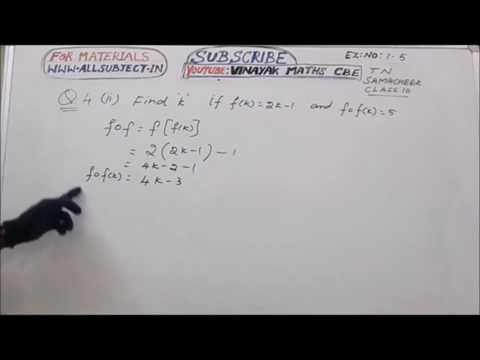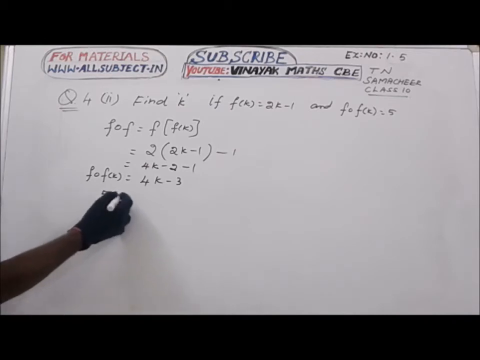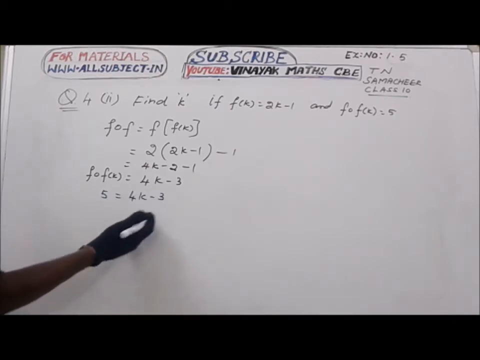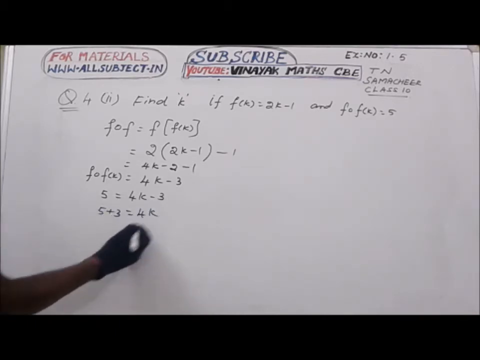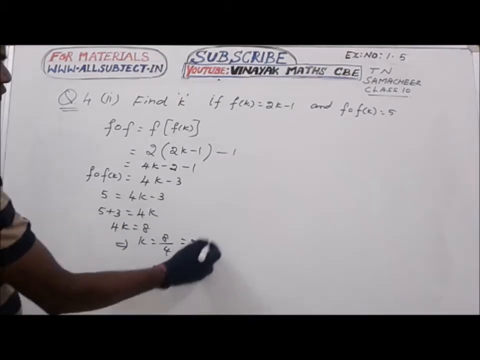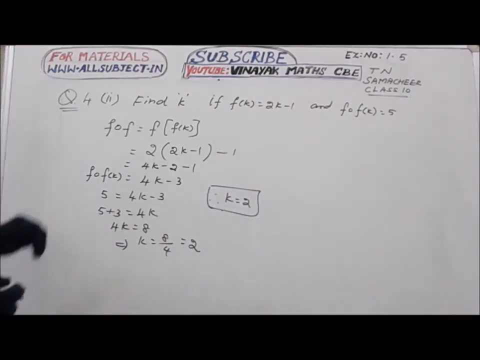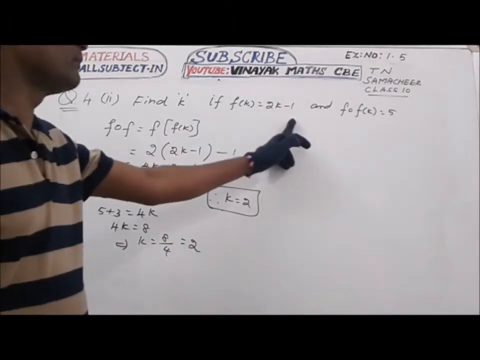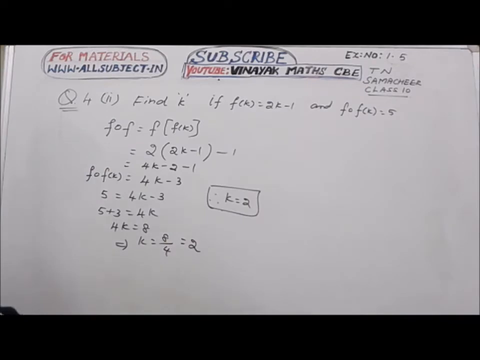Given f composition f of k equal to 5, we can substitute here 5 equal to 4k minus 3, and simplifying it, 5 plus 3 equal to 4k, which implies 4k equal to 8, and which implies k equal to 8 by 4, that is equal to 2. Therefore k equal to 2. Now question number 5.